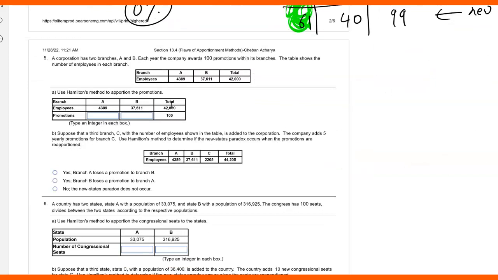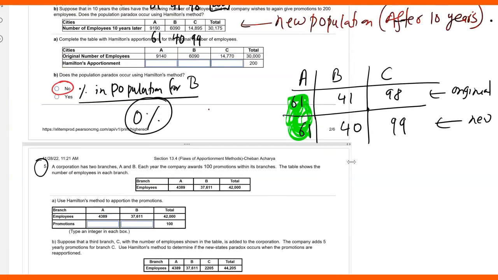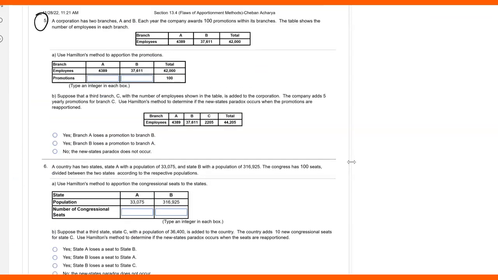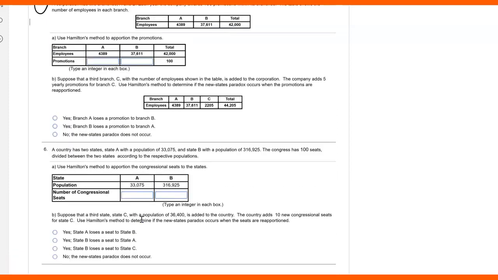Question number 5 is about the new state paradox. That's a new paradox here, and let's have a definition. The addition of a new group changes the apportionment of the other groups. Notice that if you add a new group to the existing groups, the apportionment of the other groups changes. That's what the new state paradox is.